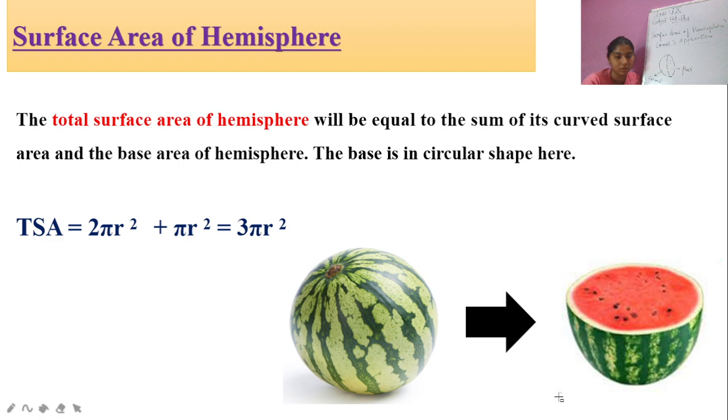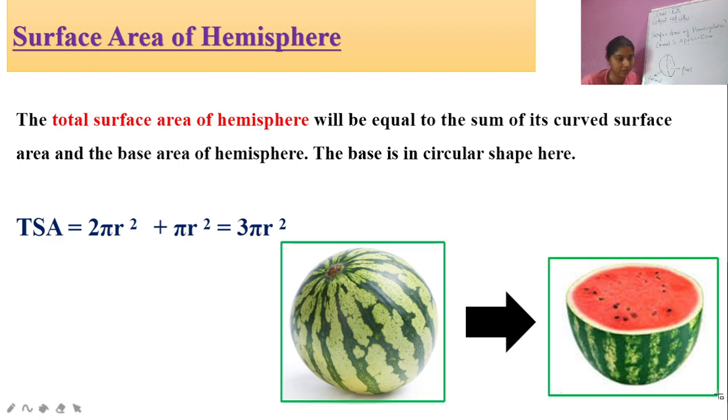So I have cut it to get a hemisphere. You can see I get it, right? So students, I have not eaten. I've cut it into equal halves. A half is given to my brother and a half I have in my hand. Okay. So students, if I want to calculate the total surface area of a hemisphere, what do we require?